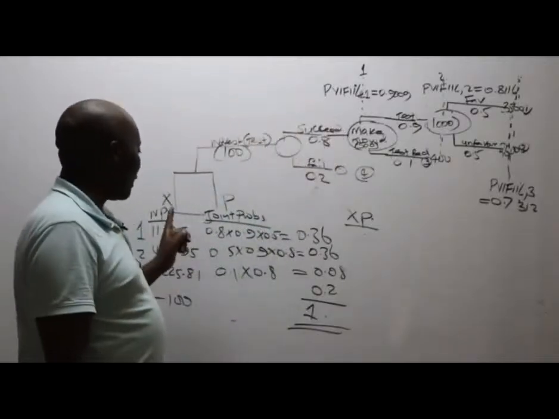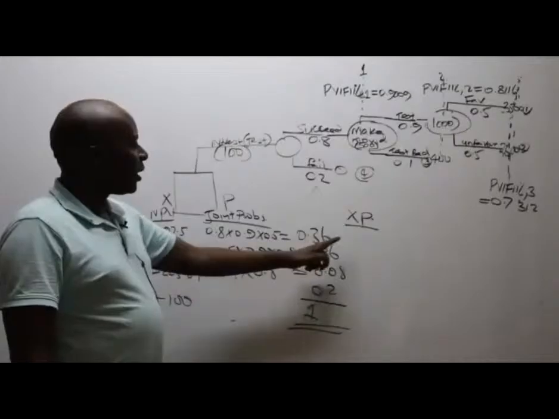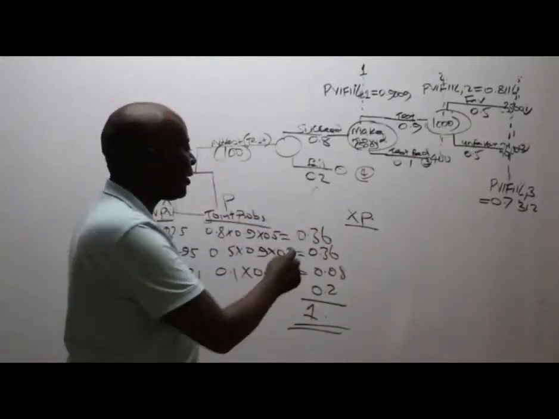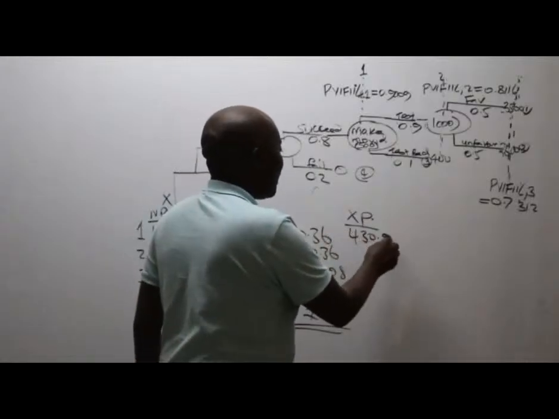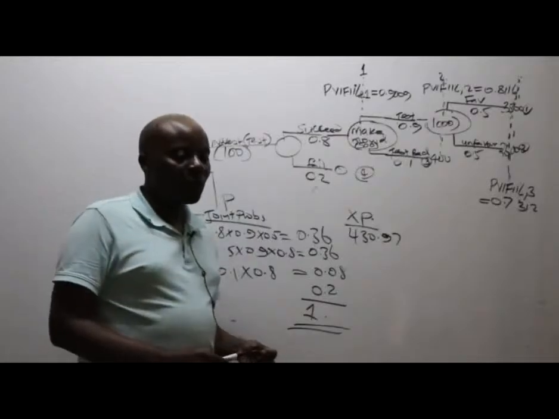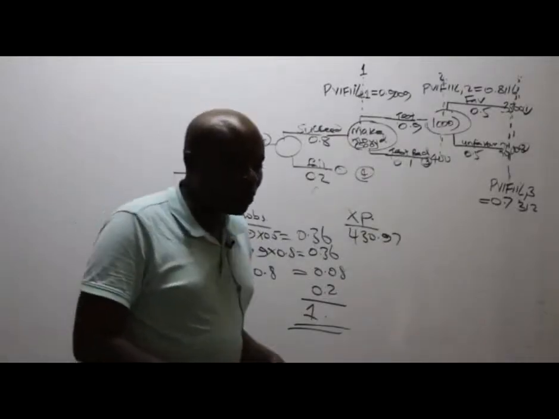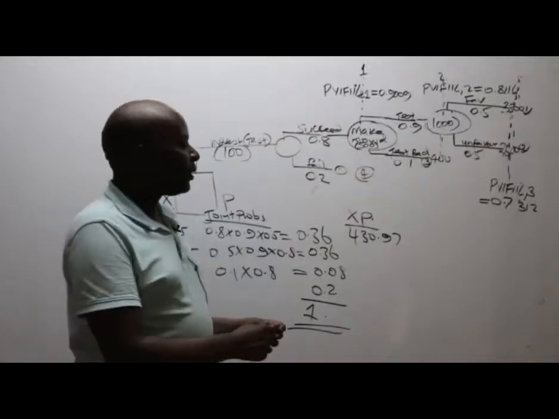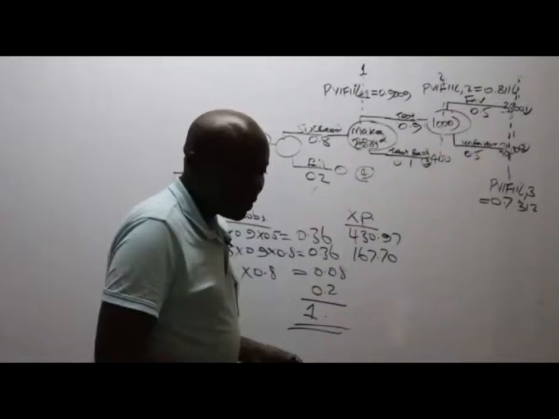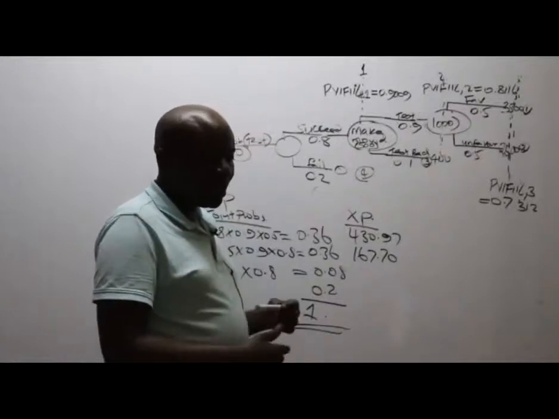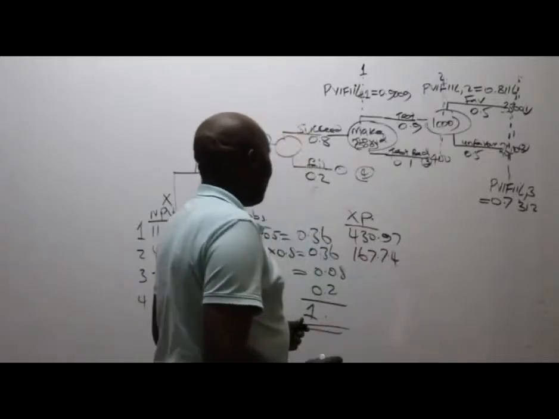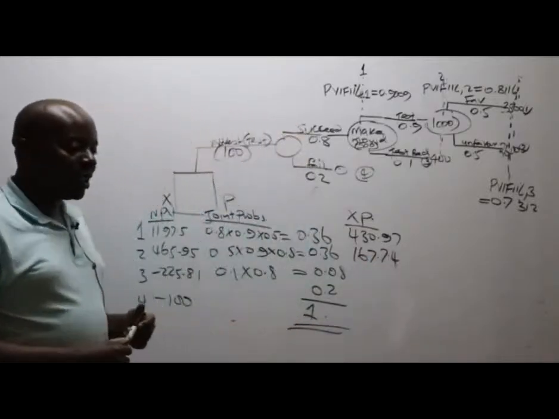So we have here this times this, giving me what figure here? We have 430.97, 2 decimal places. Thank you very much. Then we have 167.70. Then 167.74. And then we go to node 3.